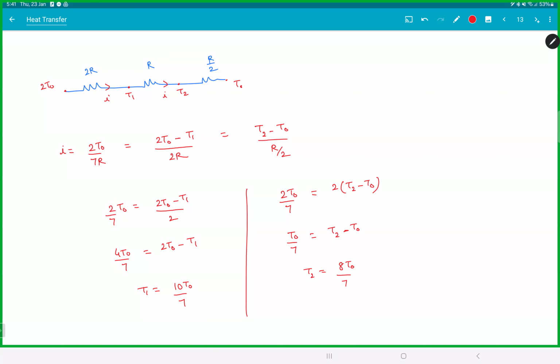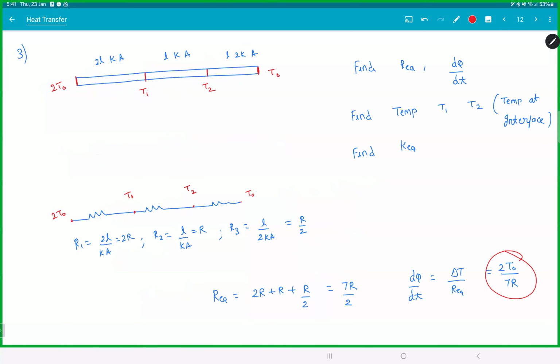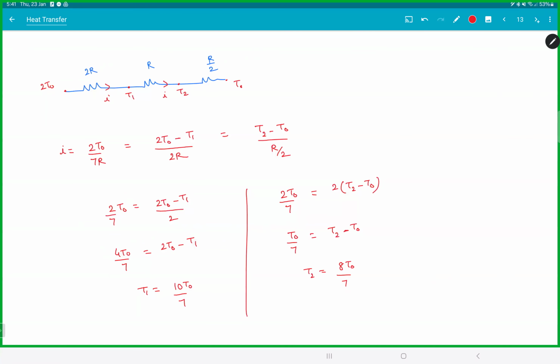Understood what I did there? The potential difference across the resistor by the resistance will give you the current, which is same as this guy, 2 T naught by 7R. Because all are in series, the same current will flow through them. You take one resistor, take all resistance, current cannot change. Any doubts on this? Clear?